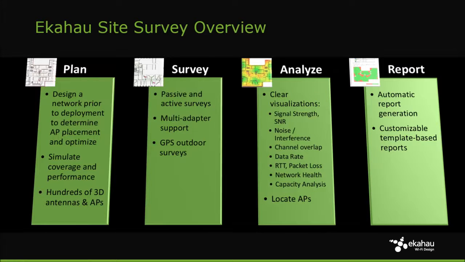ESS provides capabilities to plan, survey, and analyze Wi-Fi networks, as well as help alleviate the burden of report generation. Planning allows you to simulate a network for coverage and capacity three-dimensionally. Surveying tests and validates existing Wi-Fi networks or AP-on-a-stick surveys. ESS also helps analyze Wi-Fi performance and optimization based on numerous heat maps.